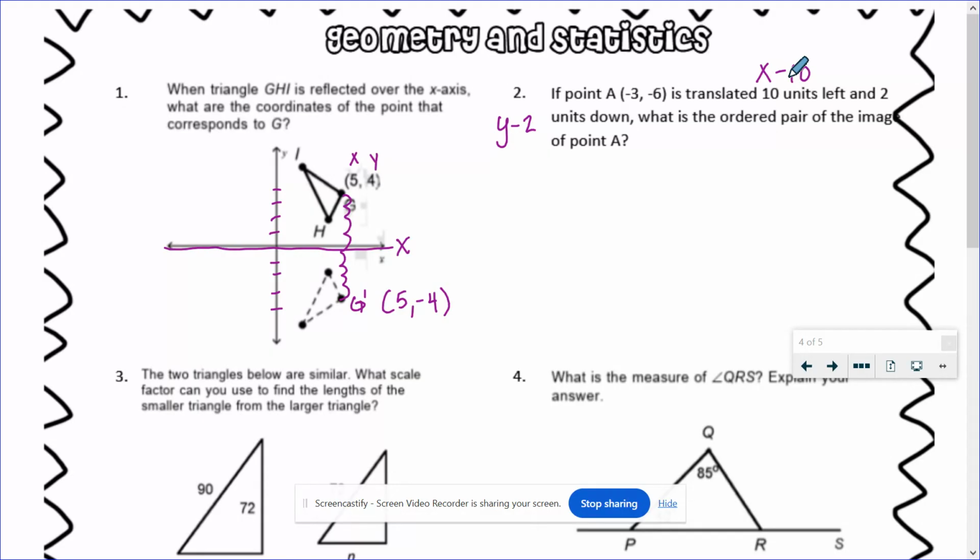So if it's going left, it's subtracting 10. If it was going right, it'd be adding 10. If it's going down, it's subtracting 2. If it was going up, it'd be adding 2.